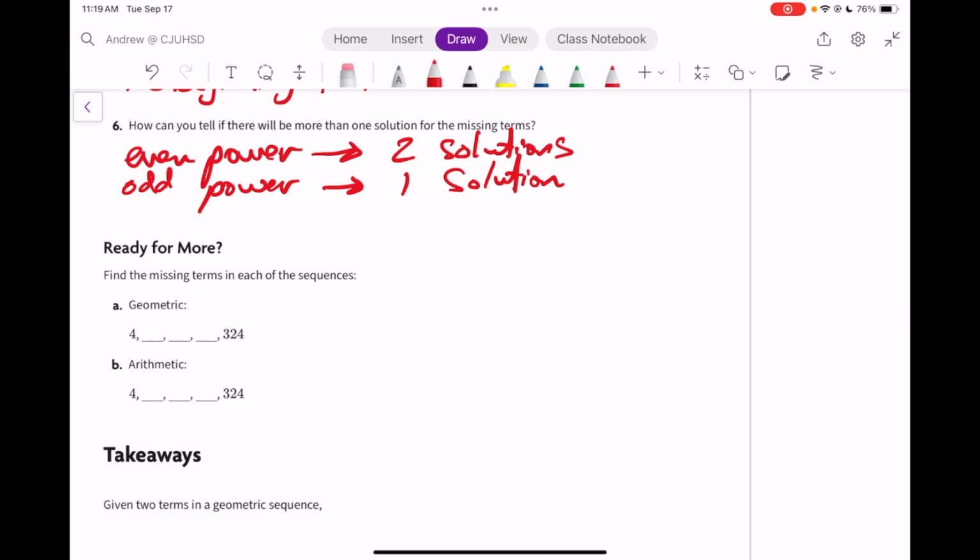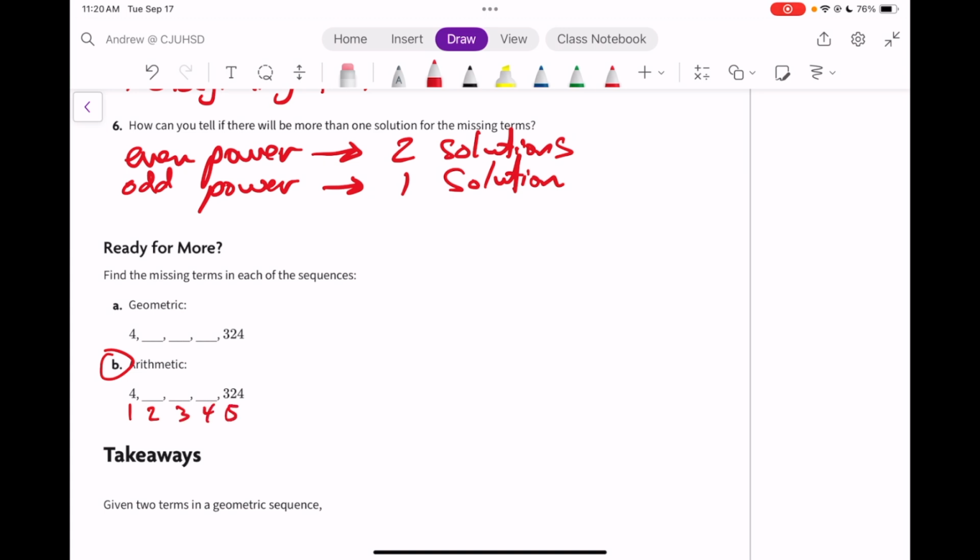These are the same beginning and ending points, but they're different kinds of sequences. So let's do the arithmetic first. This is what we did in an earlier lesson. We have number 1, 2, 3, 4, and 5.